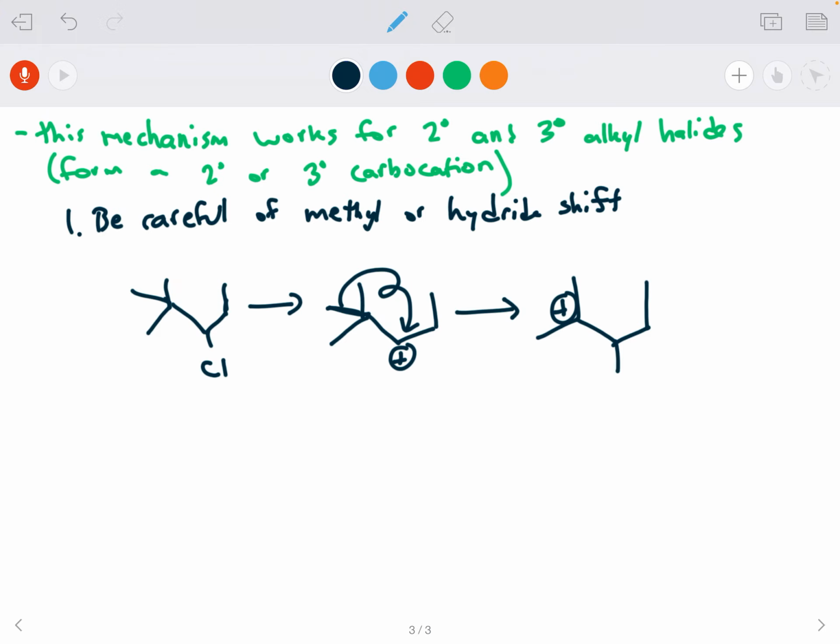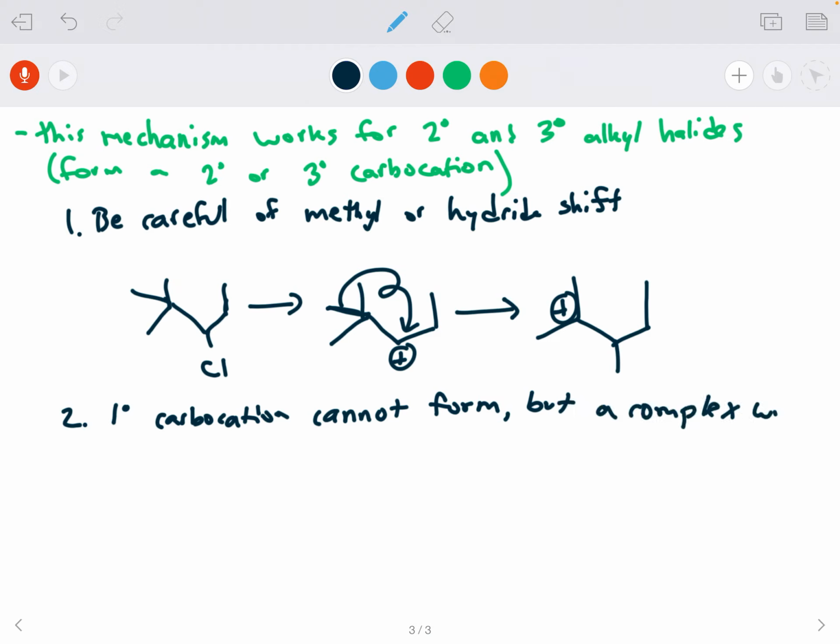Number 2 is that we cannot have a primary carbocation, but a complex will form instead. So we'll get a complex instead of a primary carbocation because that is not stable.